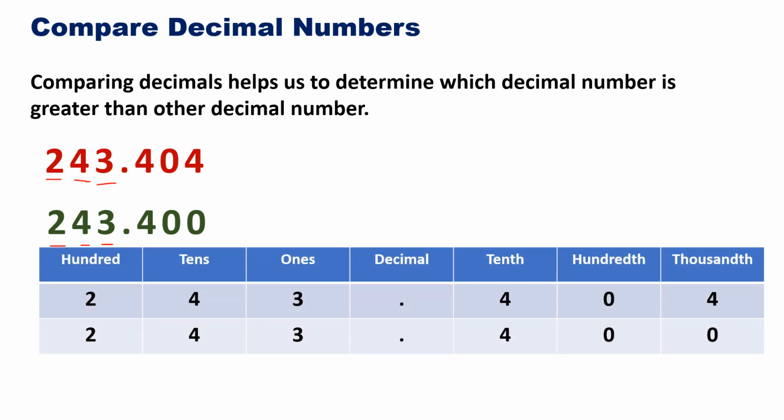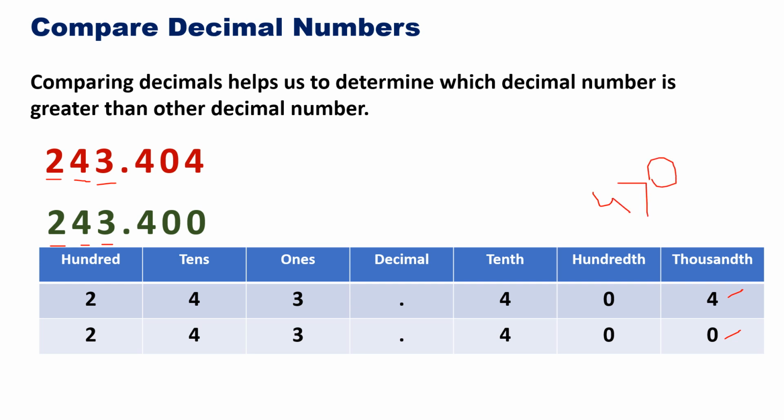So how will we do it? We'll make the chart. In the 100s place, in both the numbers 2 is there. So both are same. Then we'll move to the tens place. In the tens place, in both the numbers 4 is there. So this is also same. Then we'll move to the ones place. In the ones place 3 is there. That is also same. In the tenths place 4 is there. That is also same. In the hundredths place 0 is same. Then we'll go to the thousandths place. But in the thousandths place, in 243.404, 4 is there, and in 243.400, 0 is there. So 4 is greater than 0.